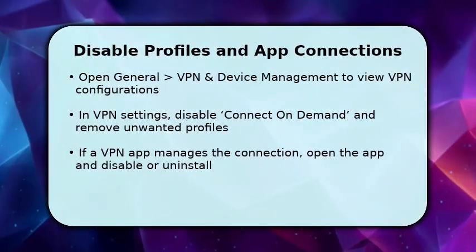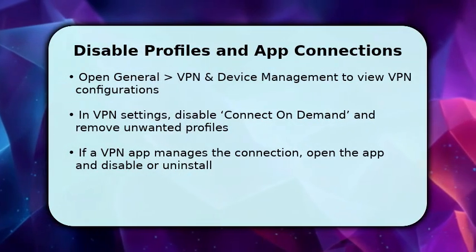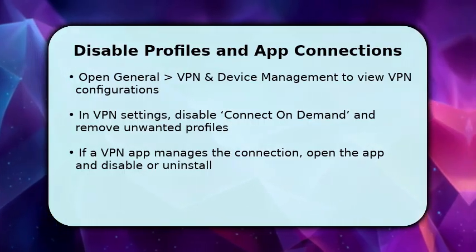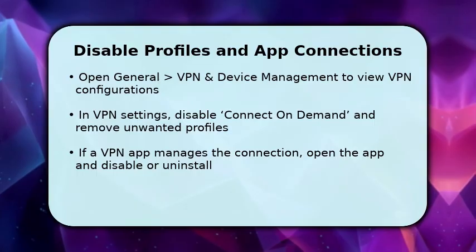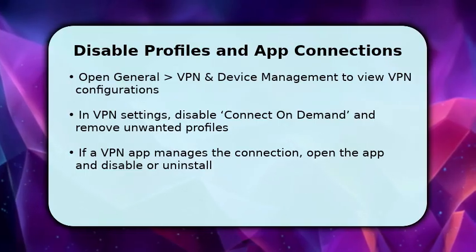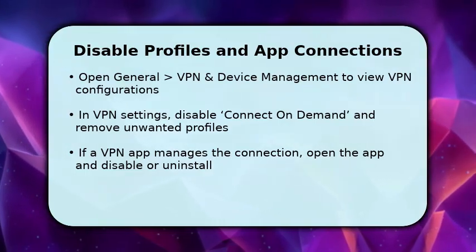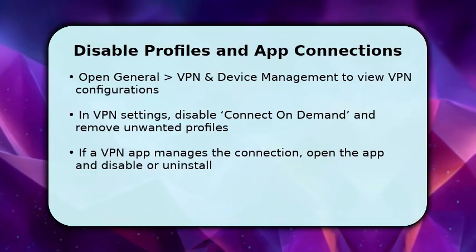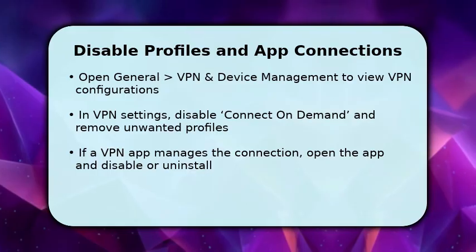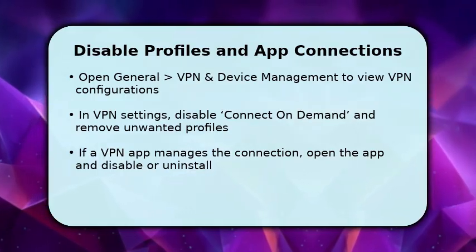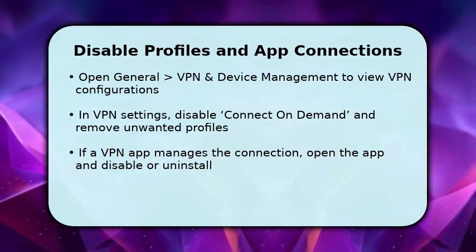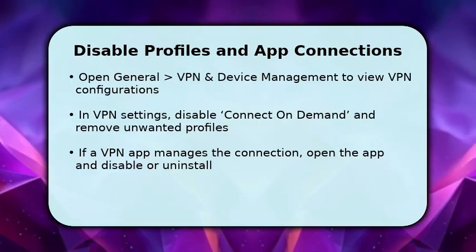Once you've turned off the system toggle, continue by removing persistent configurations so the VPN won't auto-reconnect. Go to General, VPN and Device Management, select any listed VPN profiles, then disable Connect on Demand and delete profiles you no longer trust. If a VPN app is managing the link, open that app, use its disconnect option, then choose Uninstall if you don't need it. Make sure to confirm deletion prompts, otherwise the profile can remain and re-enable the VPN automatically.